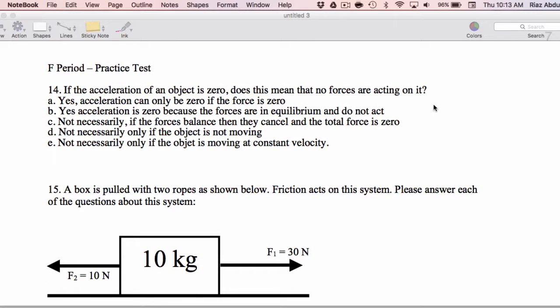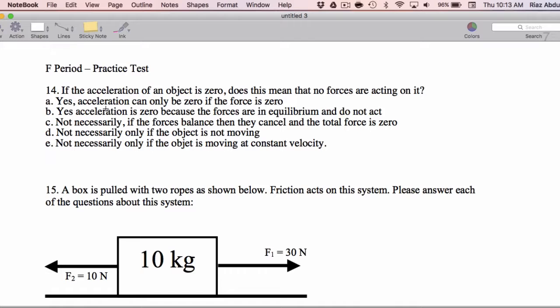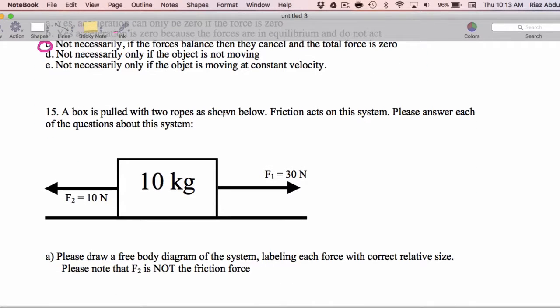If the acceleration of an object is 0, does that mean no forces are acting on it? Does it? Okay. It actually turns out the best answer is C, that the forces balance and then they cancel and the total force is 0. So you can have individual forces acting and then they cancel. So we do have friction on this system for number 15.